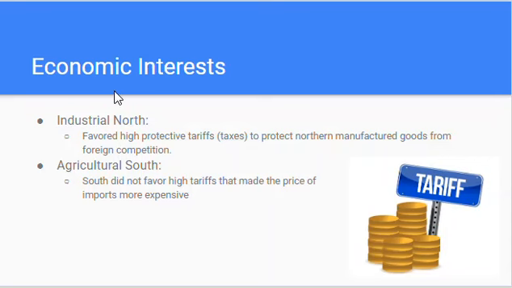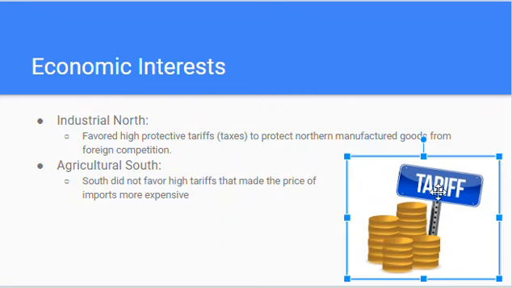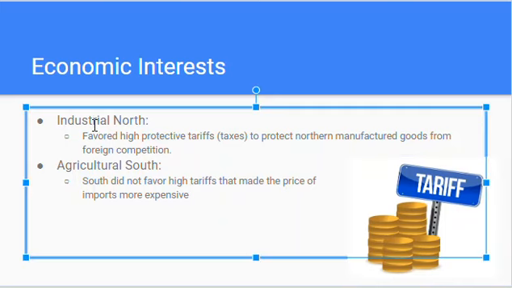They also had different takes on tariffs. You remember, a tariff is a type of tax. A tariff is a tax that's coming from when someone's trying to send something to the United States, the government would tax it. The industrial North favored high protective tariffs to protect northern manufactured goods from foreign competition. They wanted tax on foreign products so people would buy American products. Whereas the agricultural South, they did not favor high tariffs that made the price of imports more expensive.